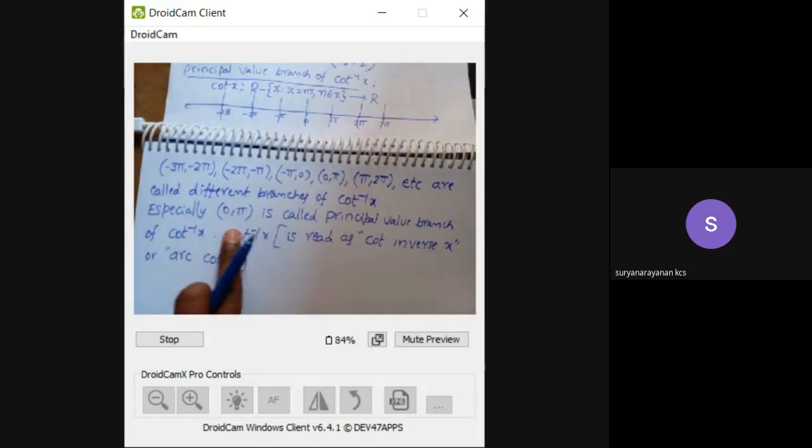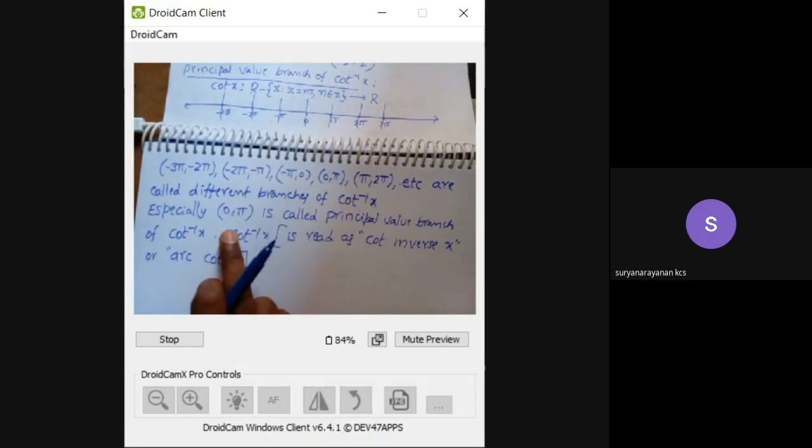All of you read these two lines, my dear children. Open interval 0 comma pi is called principal value branch of cot inverse x. This notation is read as cot inverse x or arc cot x. Will you read these two lines, my dear children, one by one?